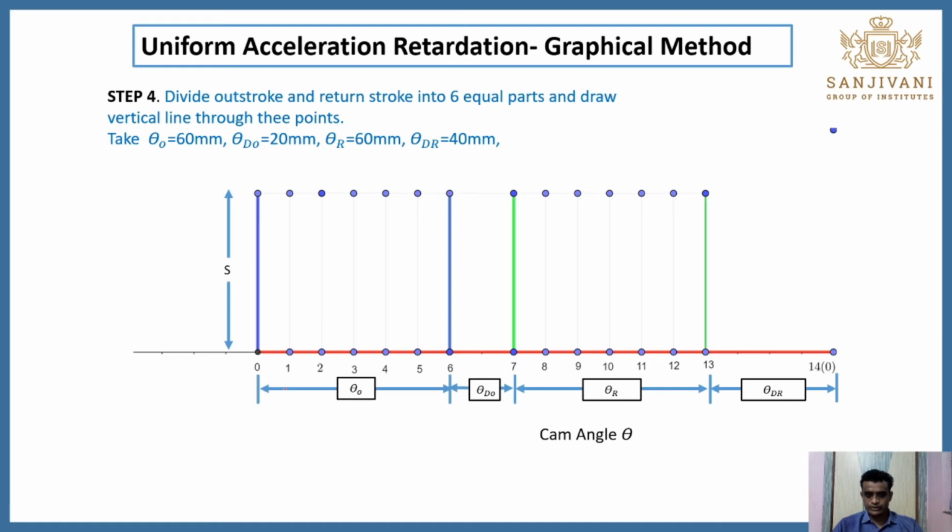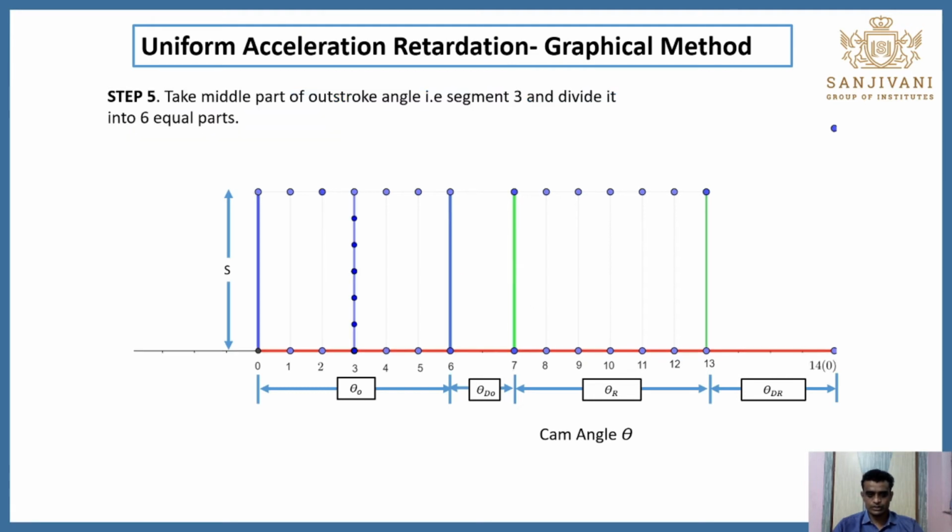Just like this, you have to divide and give the notations 1, 2, 3, 4, 5, 6, 7, 8, 9, 10, 11, 12, 13, 14. 14 should be your last number. And that vertical length is equal to the stroke length.